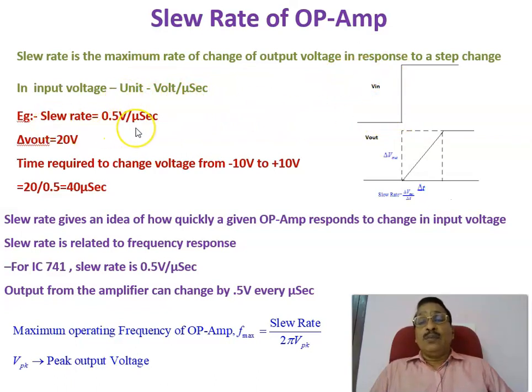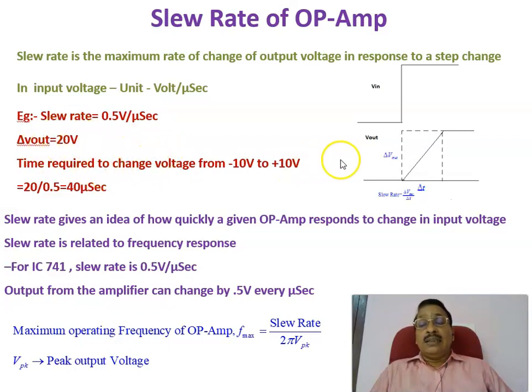As an example, assume that the slew rate is 0.5 volt per microsecond. In this case, assume that there is a change in voltage of 20 volts.